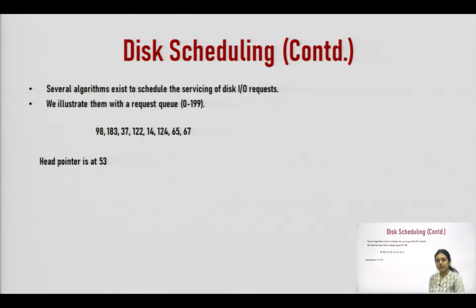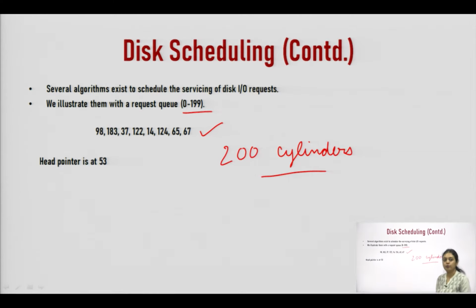Now, for disk scheduling, we have several algorithms. Before starting the algorithms, let me tell you, this is the request queue that we are going to follow for all the algorithms in our lecture. Now, what is this request queue? The request queue, you can see here, has numbers 0 to 199. What is this? These are nothing but 200 cylinders. We have 200 cylinders ranging from 0 to 199.